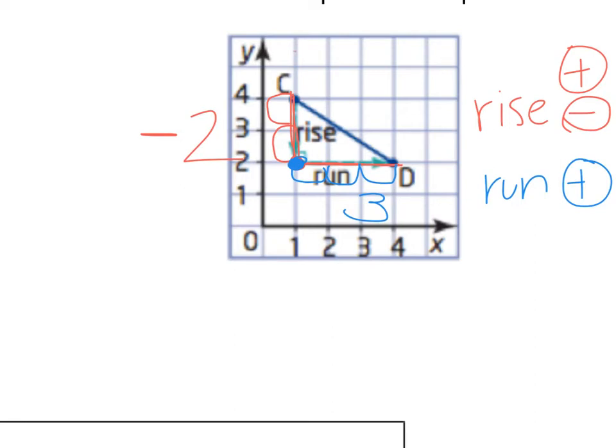So rise will be a positive value if your line is slanting upwards. Your rise will be a negative value if your line is slanting downwards. Your run will always be designated as a positive value.